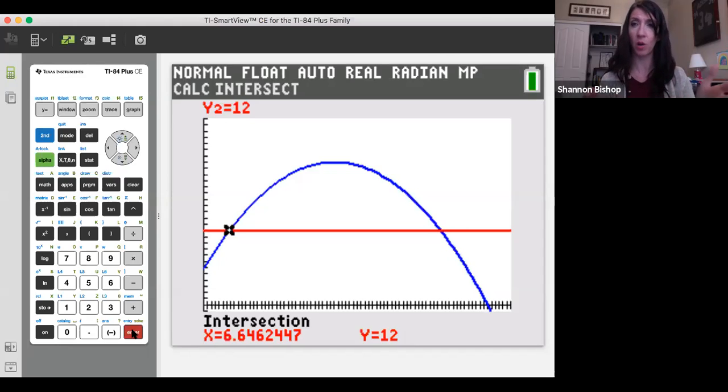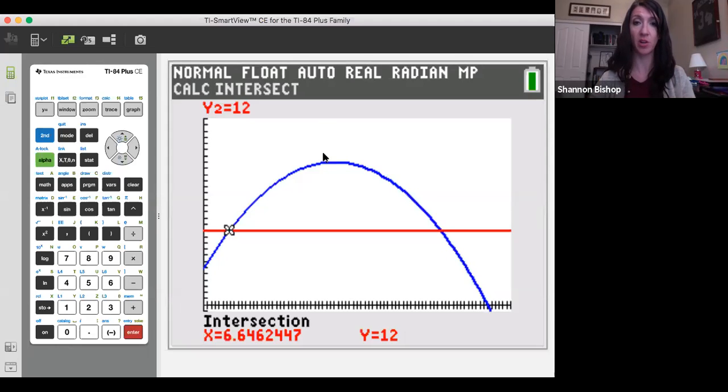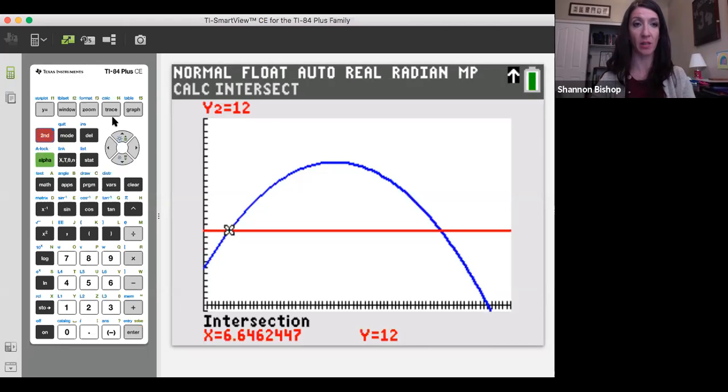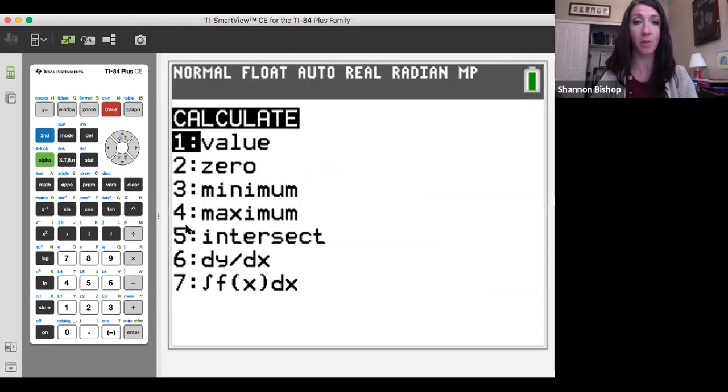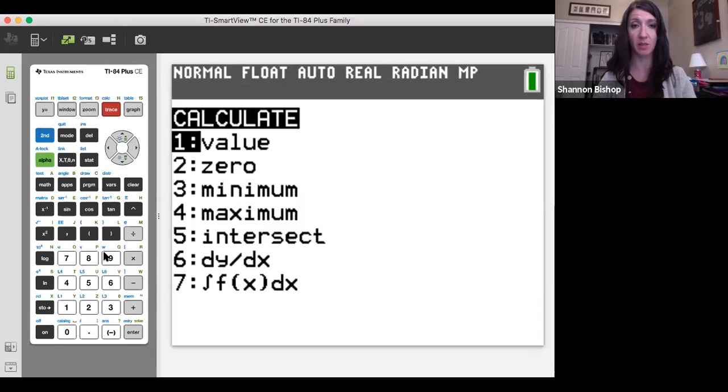And then also while we're here, my TI friends, if I wanted to know where the vertex was of that curve, that's also in second trace. This particular parabola, since it's upside down, is going to have a maximum. So that's option 4. If the parabola was right side up, you'd be choosing option 3 for minimum. Now, certainly Desmos is a little bit easier on this, so you might want to go ahead and use Desmos, but just for practice, I'm going to choose option 4, maximum.